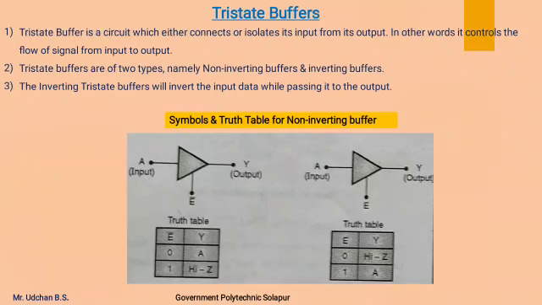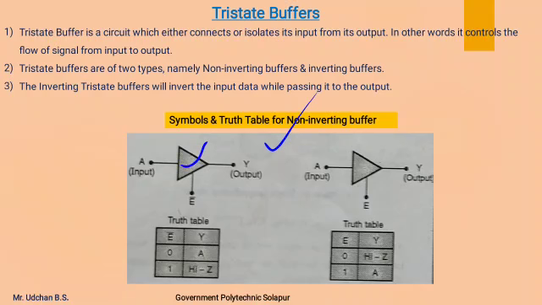Now next we will see tristate buffers. It is a circuit which either connects or isolates its input from its output. In other words, it controls the flow of signal from input to output. Tristate buffers are of two types, namely non-inverting buffers and inverting buffers. The inverting tristate buffers will invert the input data while passing it to the output.